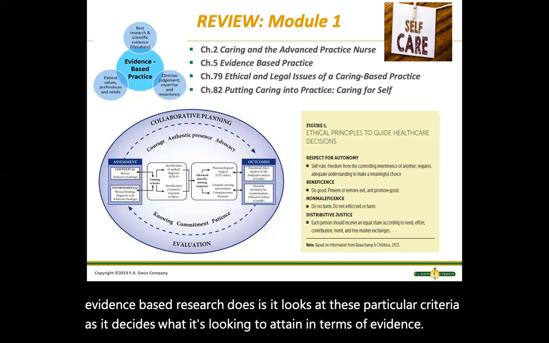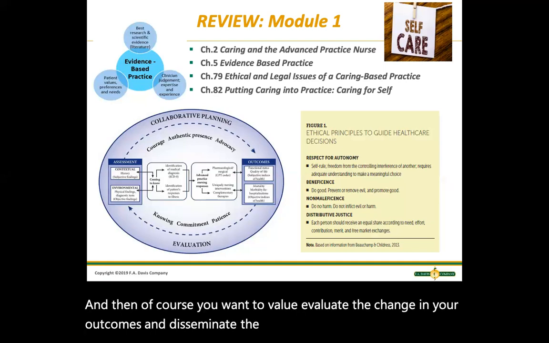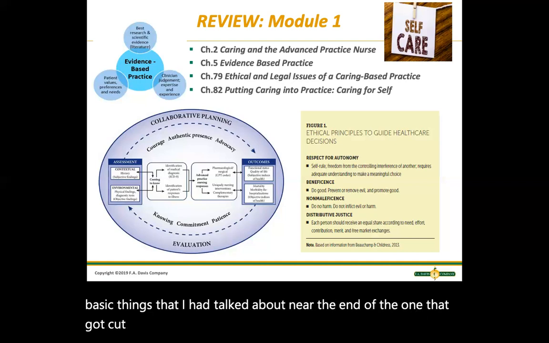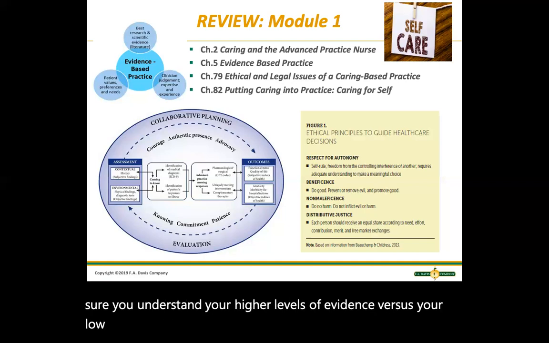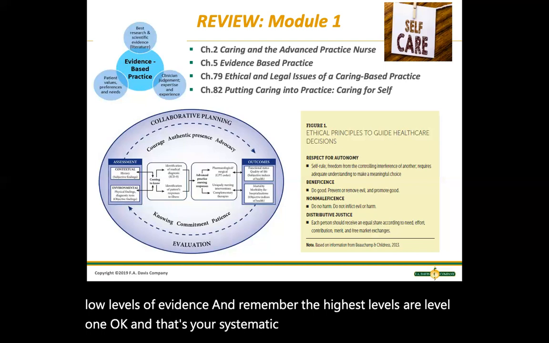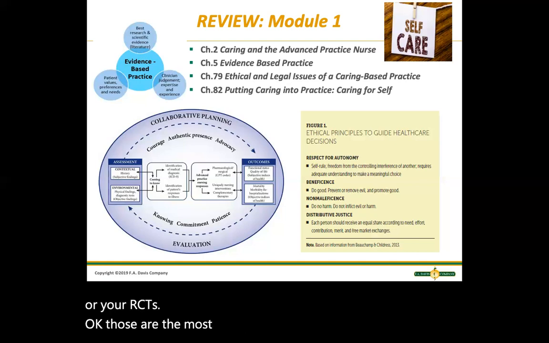And then, of course, you want to evaluate the change in your outcomes and disseminate the findings. Okay, so those were the basic things that I had talked about near the end, the one that got cut off. Again, in terms of reviewing the hierarchy, just make sure you understand your higher levels of evidence versus your low levels of evidence. And remember, the highest levels are level 1, okay? And that's your systematic reviews and your meta-analysis, or your RCTs. Okay, those are the most important things.